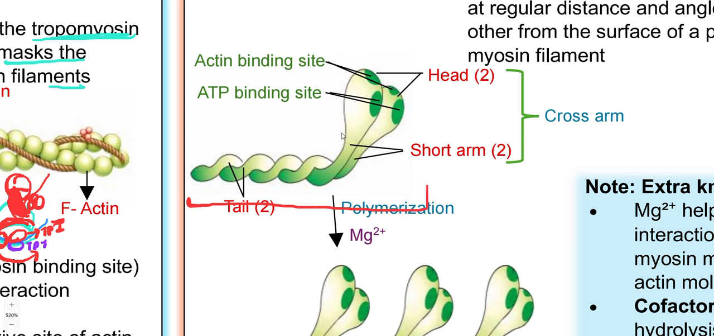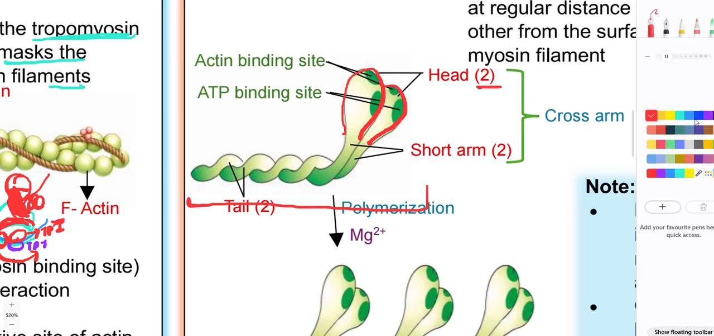Now if you see, this is the globular head. How many globular heads are present? One globular head, and this is another globular head. So there are two. Then this one, let me change the color, one second. This one we call the short arm. This is one short arm, and this is another short arm. So two short arms are there.